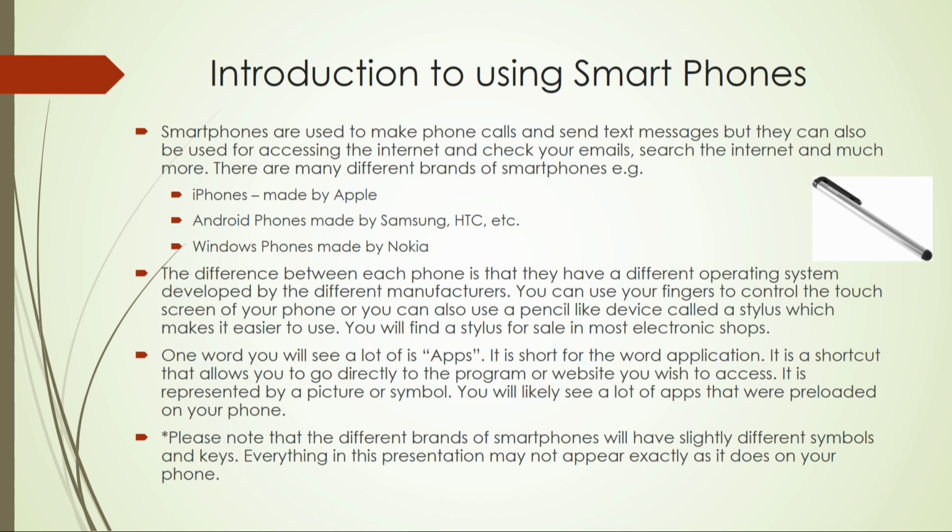So one word you will see often is apps, and this word is short for application. It's a shortcut that will allow you to go directly to a program or a website that you wish to access. So apps on your phone would be like the internet app, so you'll see the little icon with the internet symbol on it. If you hit that, it'll take you to the internet.